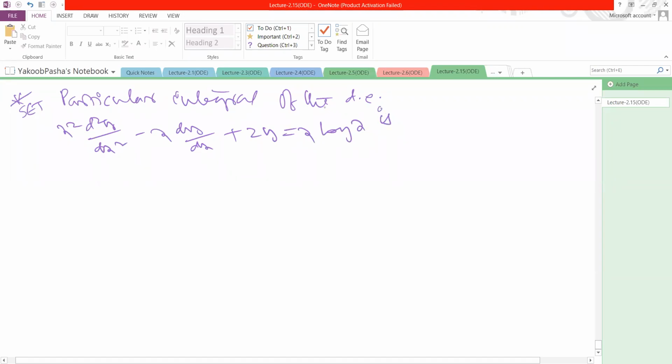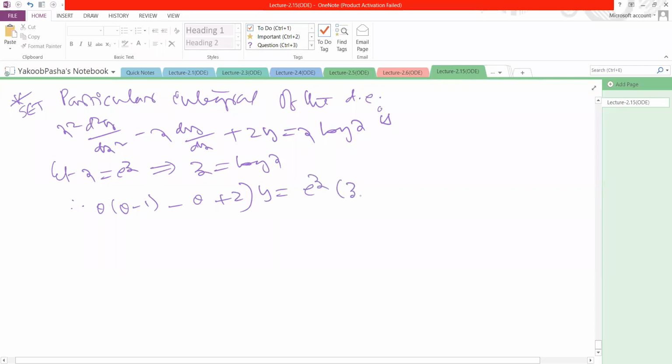It is a very important, interesting problem. Here the particular integral also involves x log x. Now, first we are taking x is equal to e power z and z equal to log x. And substitute here: theta into theta minus 1 minus theta plus 2 into y is equal to x, that is e power z, log x is z. So theta square minus 2 theta plus 2 into y is equal to z into e power z.